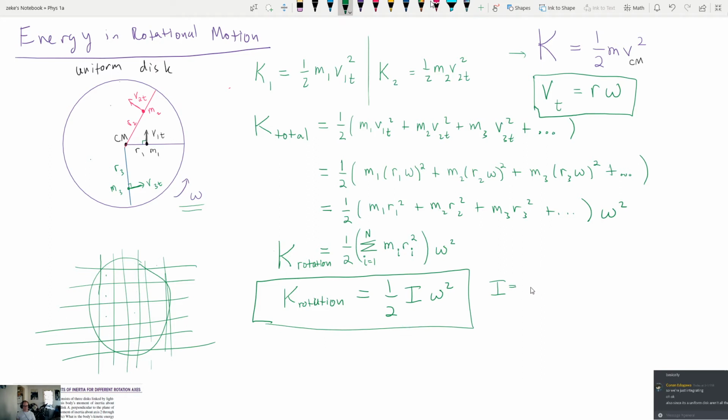Alright, so I is defined then as the sum over i equal to 1 up to the number of objects that you have in your system, multiplied by m sub i r sub i whole squared, and this quantity is what we call moment of inertia.